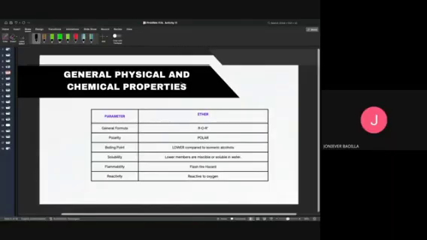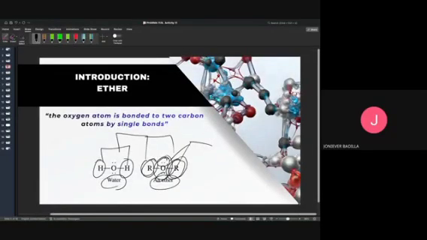So in this case, let us try to consider specifically the physical and chemical properties of ether. Since it looks like water, some properties of water will have to be observed in your ether, especially its shape. That is a bent shape. Since water is bent, your ether is also bent.